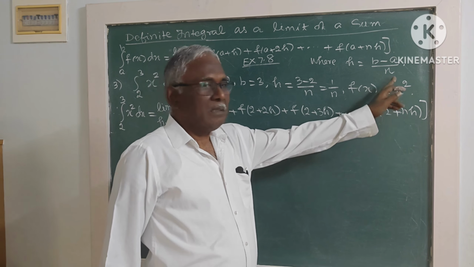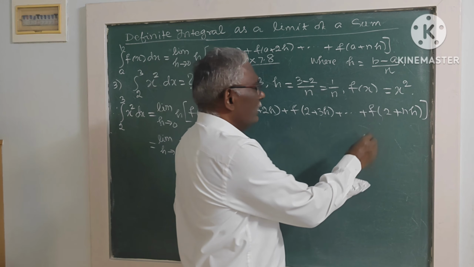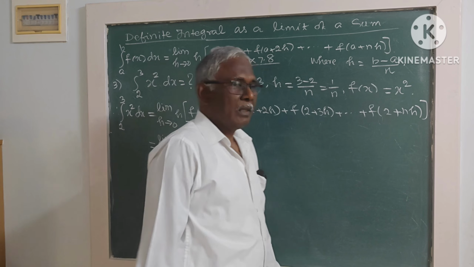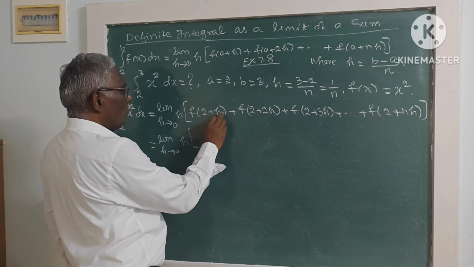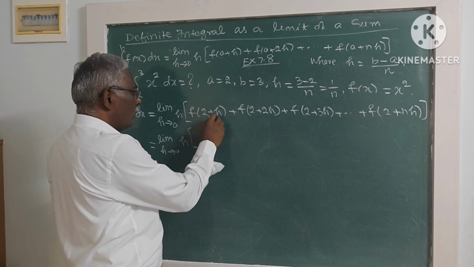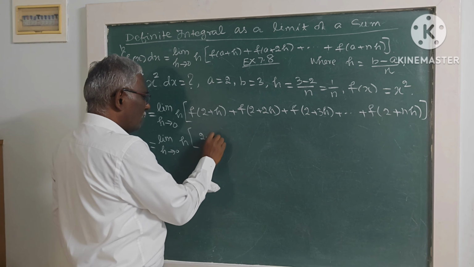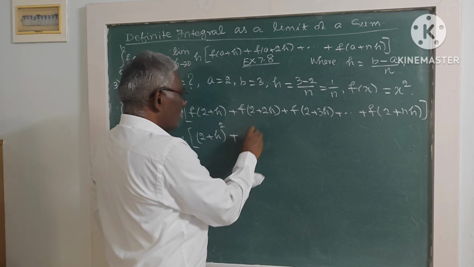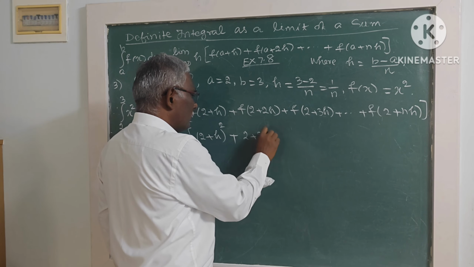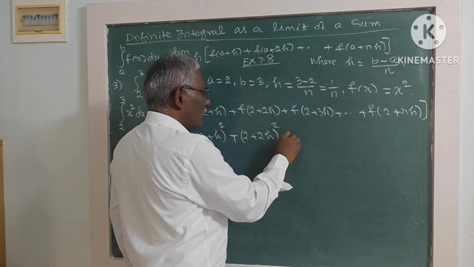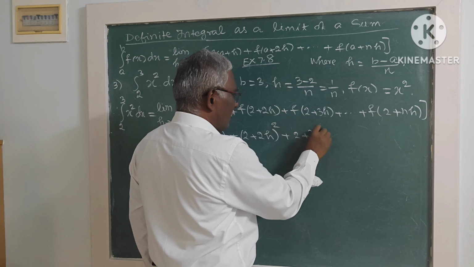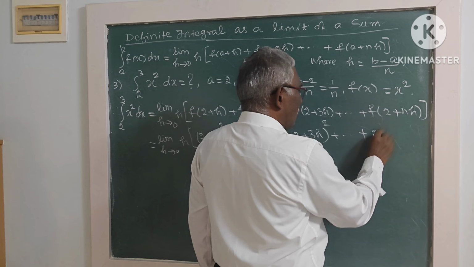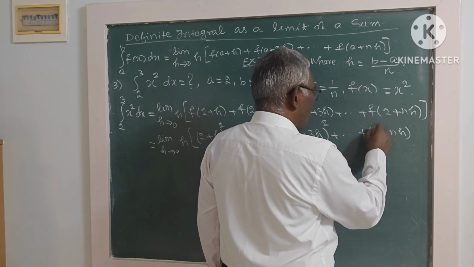f of x is x square. So that means f of x is equal to whatever comes inside the bracket, you have to square that. So f of 2 plus h means 2 plus h comes inside the bracket, we have to square that. So (2 plus h) whole square plus (2 plus 2h) whole square plus (2 plus 3h) whole square plus etc. (2 plus nh) whole square.